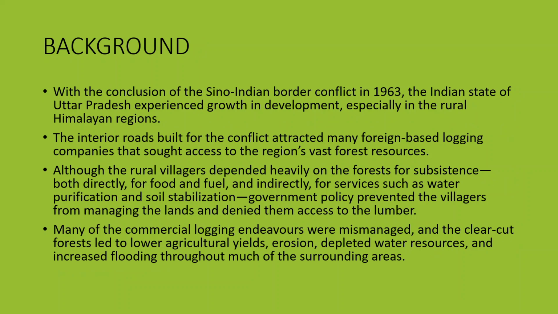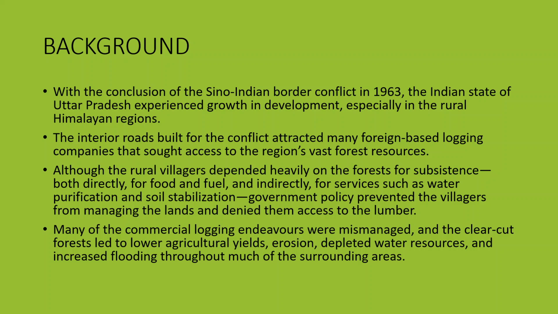Now, with the conclusion of the Sino-Indian border conflict in 1963, as we all know, Sino-Indian means the China-India border. As we all know, the Indo-China war took place in 1962. So after the war was completed, the border conflict was concluded in 1963. Then in the state of Uttar Pradesh, there was growth in development, especially in the rural Himalayan regions.